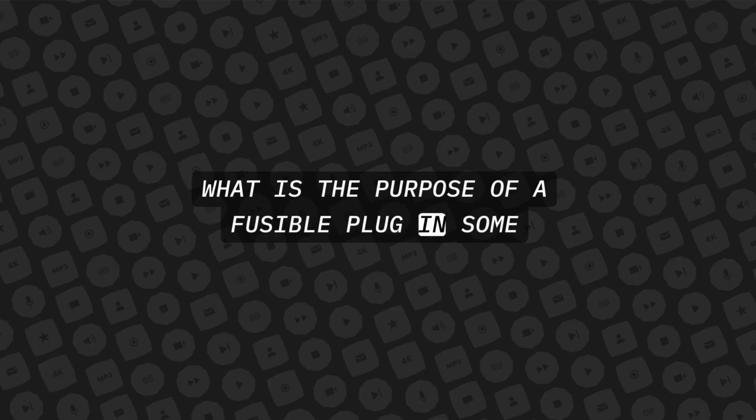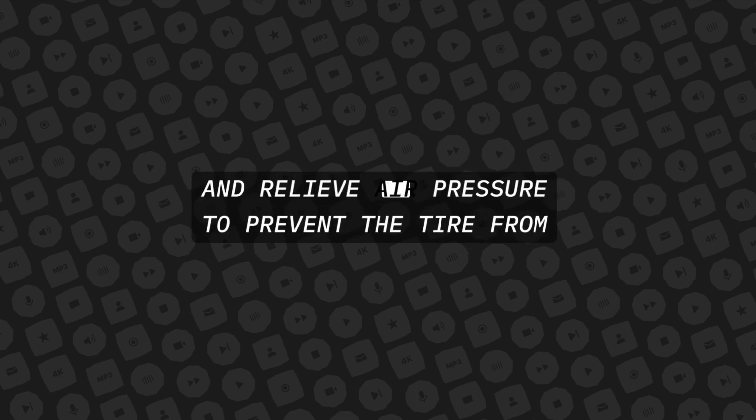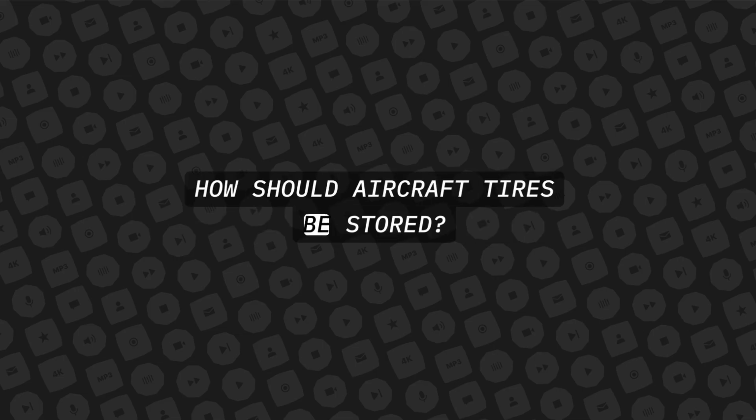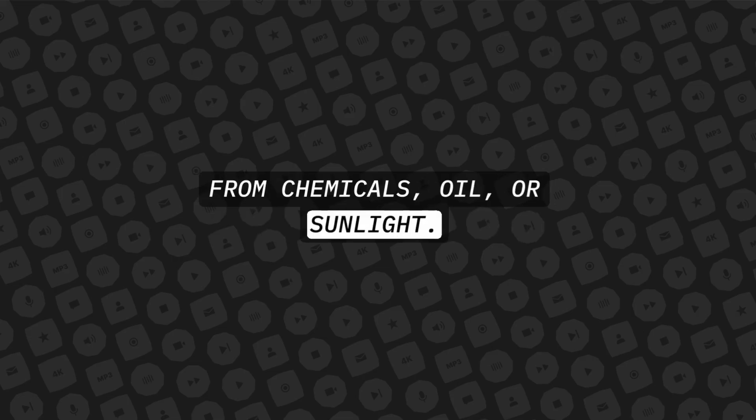An O-ring. What is the purpose of a fusible plug in some aircraft wheels? It is designed to melt at a specific temperature and relieve air pressure to prevent the tire from blowing out or damaging the wheel. How should aircraft tires be stored? They should be stored in a cool, dry place away from chemicals, oil, or sunlight.